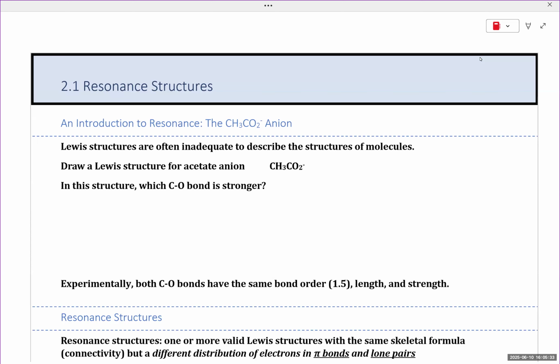The central idea behind resonance structures is that Lewis structures are often inadequate to describe the actual full structure of many molecules. For example, if we draw the Lewis structure for the acetate anion, which looks something like this, this is a perfectly valid Lewis structure. But things start to run into complications when we have to answer questions such as, in this structure, which carbon-oxygen bond is stronger? Well, looking at the structure as we've drawn it, we would say that this double bond would be stronger.